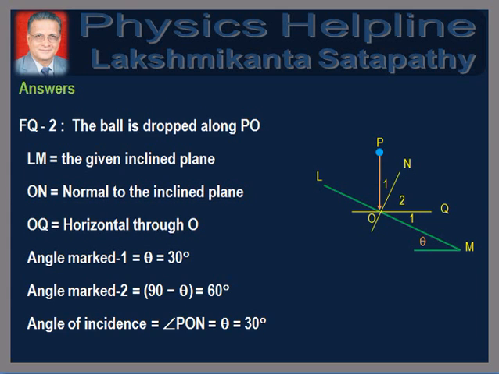To answer fundamental question 2, we will use a bit of geometry as shown in the figure. LM is the inclined plane, ON is the normal to the plane, and OQ is the horizontal through O. It can be easily predicted that the angles marked 1 are each equal to theta, which is equal to 30 degrees, and those marked 2 are each equal to 90 minus theta, which is equal to 60 degrees.